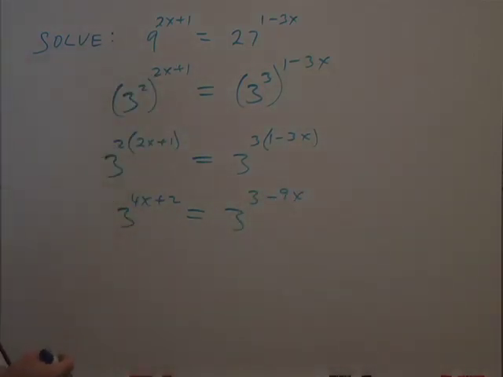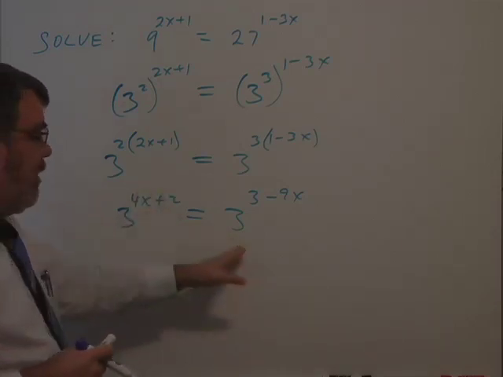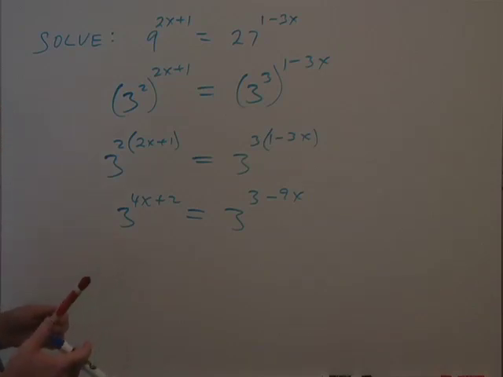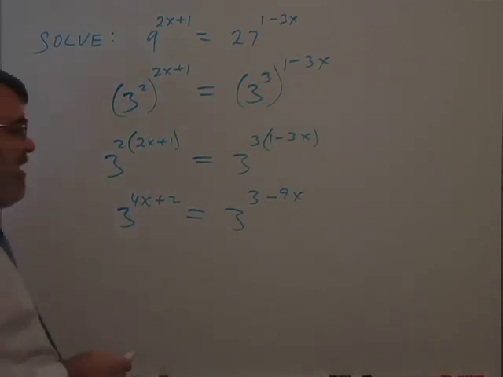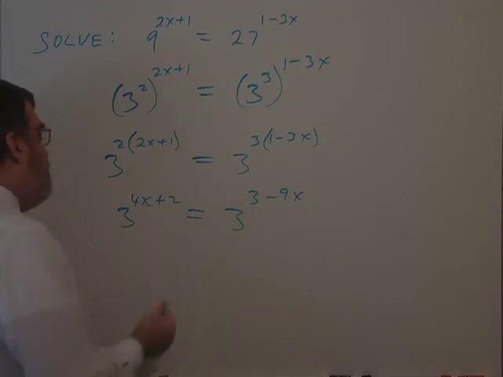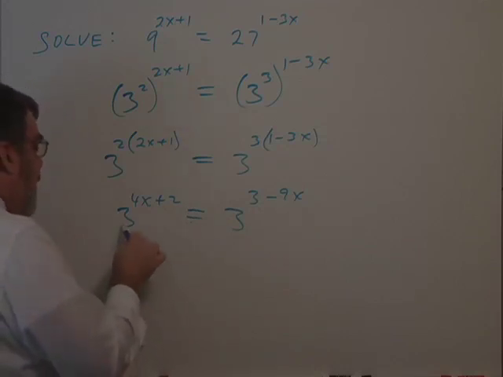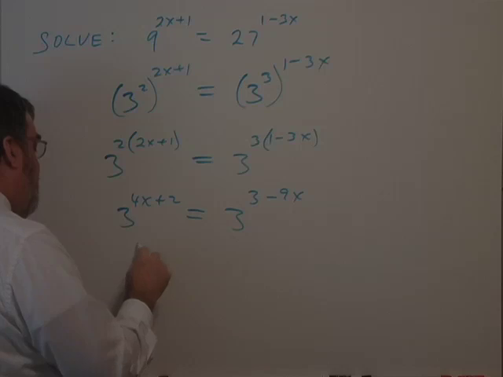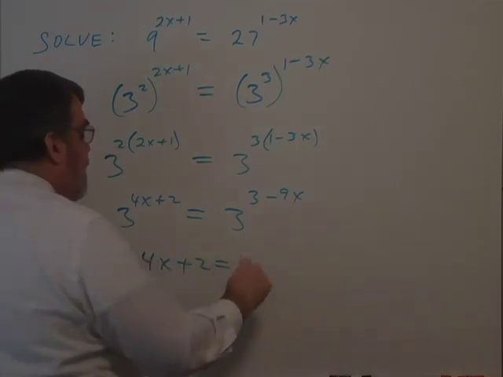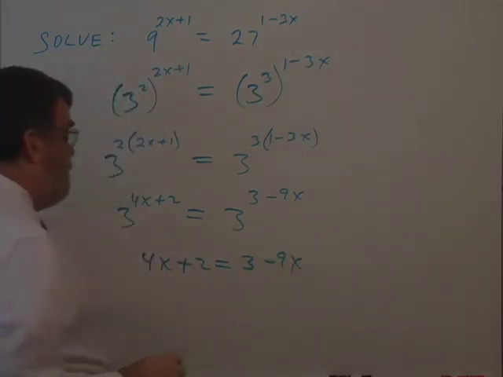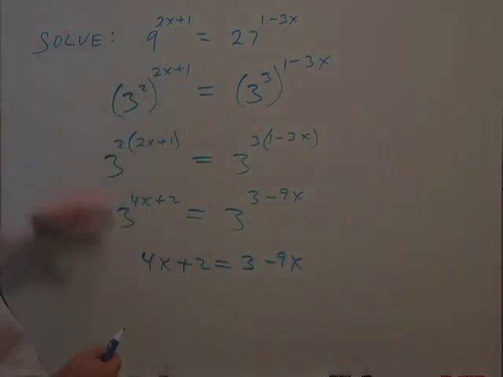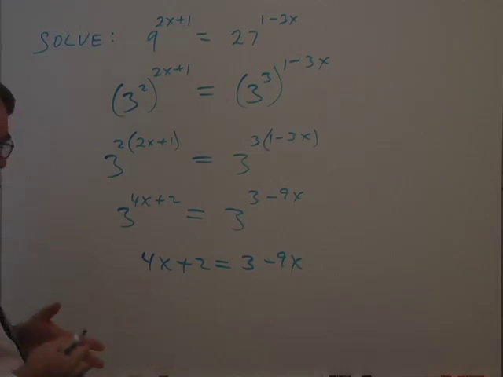But now we come to the point of the problem. We have a common base. 3 raised to the power equals 3 raised to the power. Does it make sense that if the bases are equal, then the exponents are equal? Of course they are. So I can now ignore the base 3, and we have 4x plus 2 equals 3 minus 9x. So by rearranging this as we did, it boiled down to a simple linear equation.